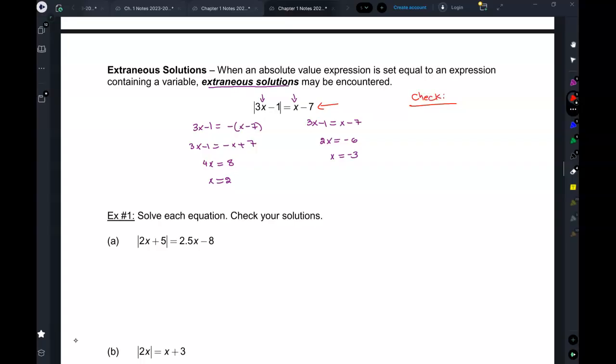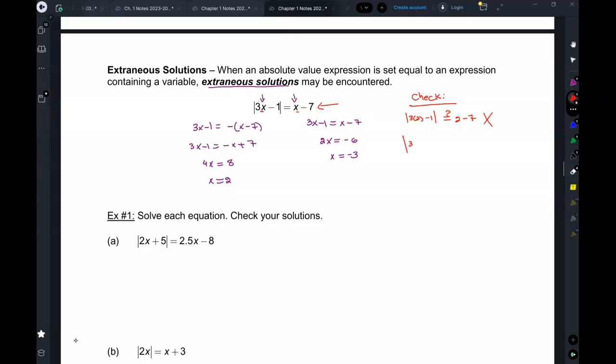We take x equals 2 and we're going to plug it into each of the x's here. So let's see. 3 times 2 minus 1. Does this equal 2 minus 7? Well, that's 6 minus 1. Does that equal 2 minus 7? Well, 2 minus 7 gives you a negative number. How can an absolute value equal a negative number? So no, that does not work.